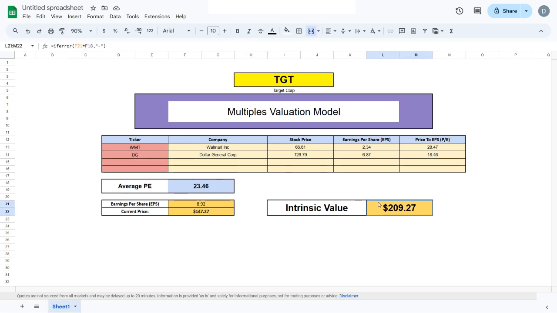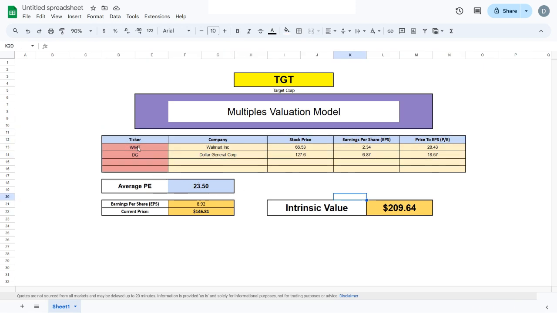And then to get our intrinsic value, it is very simple. We'll just multiply the average PE, the cell where the average PE is located, with the cell with the earnings per share of Target, and we get our intrinsic value. But now we can get to actually carrying out the multiples valuation.